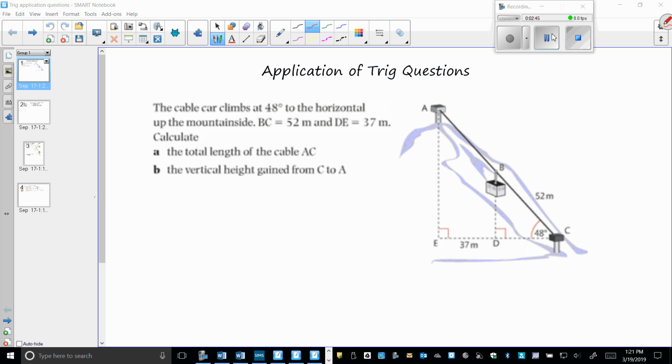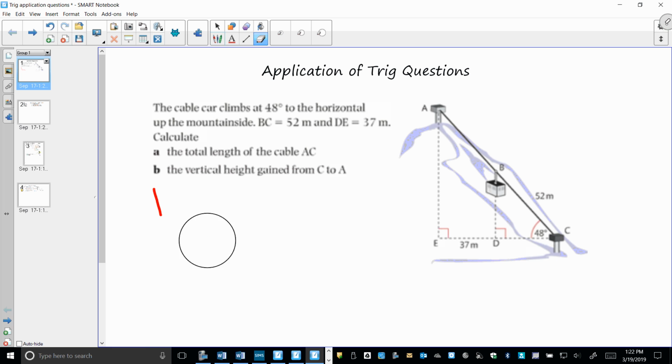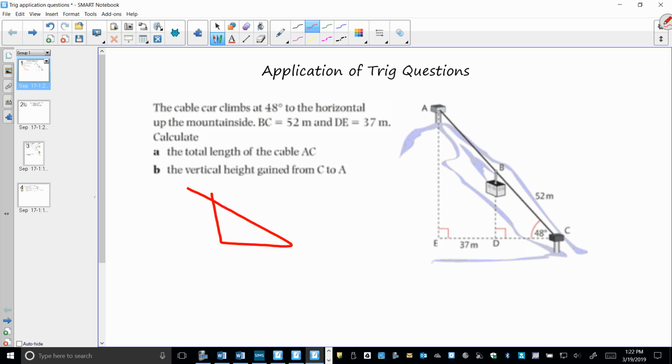Let's first of all, from this diagram, I'm going to draw two right-angled triangles. Okay, and I'm going to draw my big one and my small one. So if this was my small one, that's the small one, yes, and then this would be my big one.